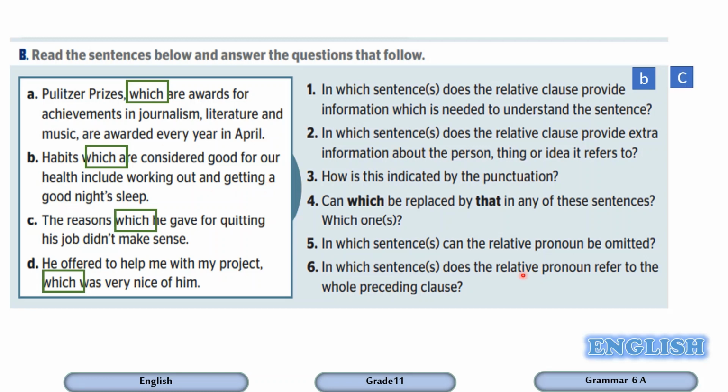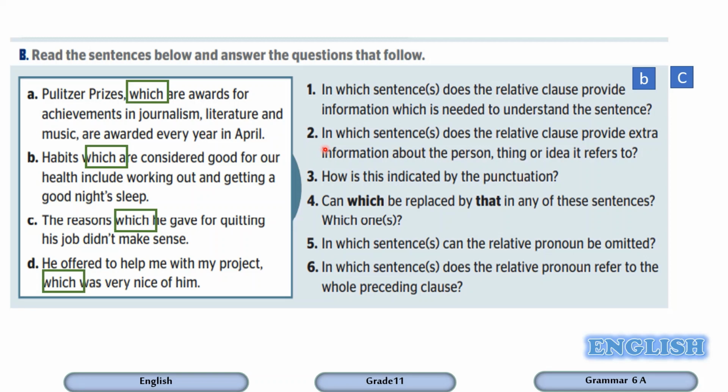And sentence number C. The reasons which he gave for quitting his job didn't make sense. You can try to omit or remove this clause and check if the sentence is clear. For example, the reasons didn't make sense. We still have no clue about the reasons, so it's important to identify the reasons. So the reasons which he gave for quitting his job. That's why here the relative clause provides information which is important and necessary to understand the sentence.